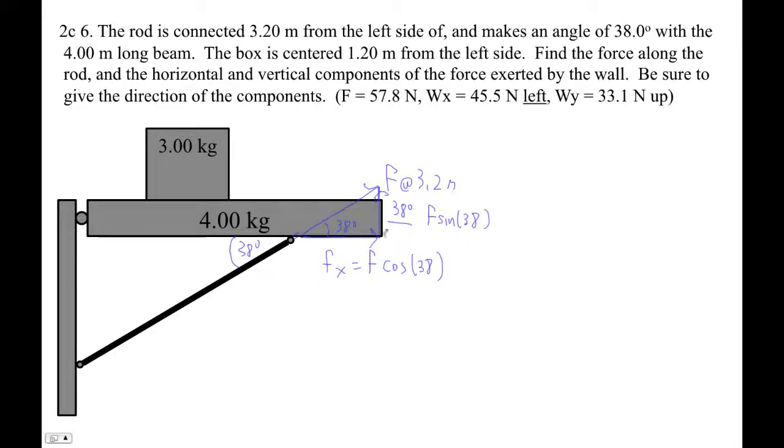I'm getting that from SOHCAHTOA, right? This is the right triangle. This is the hypotenuse. And so the hypotenuse times the sine is the opposite side. Hypotenuse times cosine is the adjacent side. That's what I'm doing there.